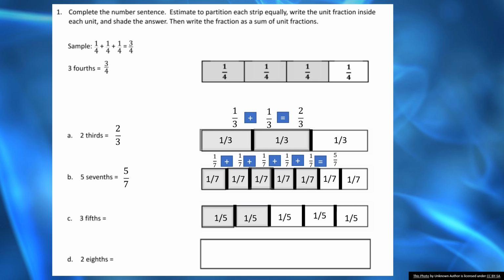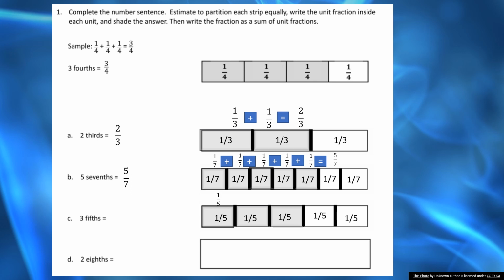Shade 1, 2, 3. We just shaded in 3/5. Now we're going to write the fraction as a sum of unit fractions, which means we're going to add 3 1/5 together to equal 3/5. So let's write our equation above our rectangle.